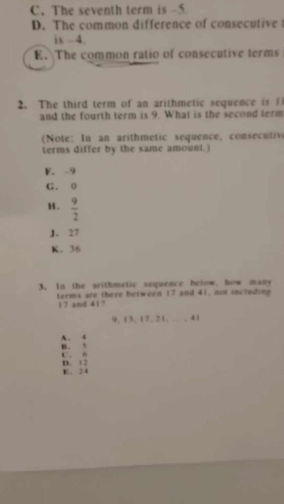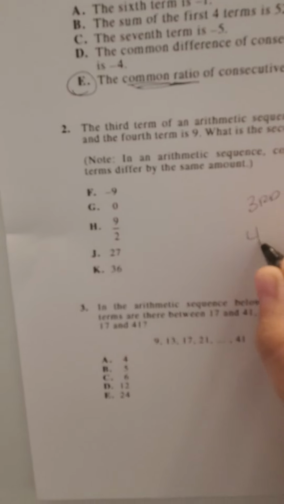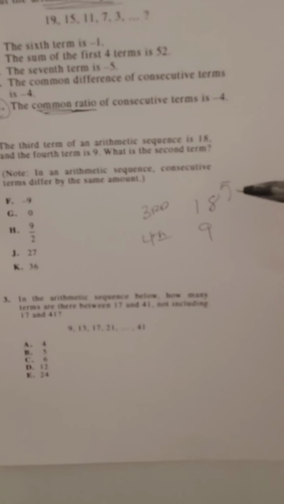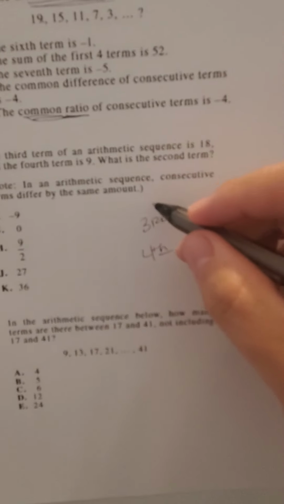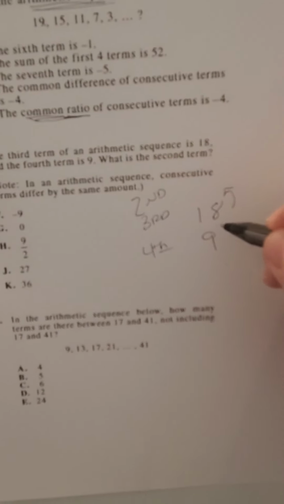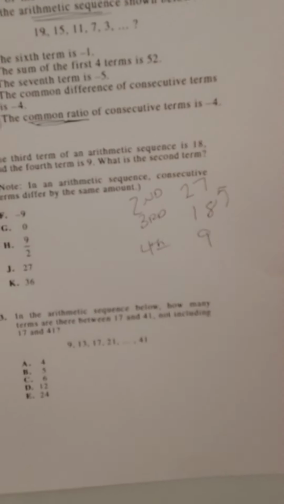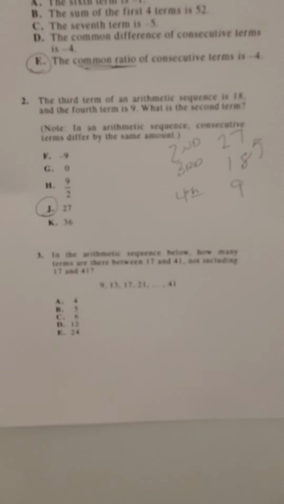All right, number 2. The third term of an arithmetic sequence is 18, and the fourth term is 9. And they want to know the second term, so I have to go up 1. If you notice, if you're going down in terms, we're going down by 9 each time. So if I'm going backwards, I'd have to add 9. So 18 plus 9 should give me 27, right? So my answer is J. Okay? All right. They start off pretty easy.